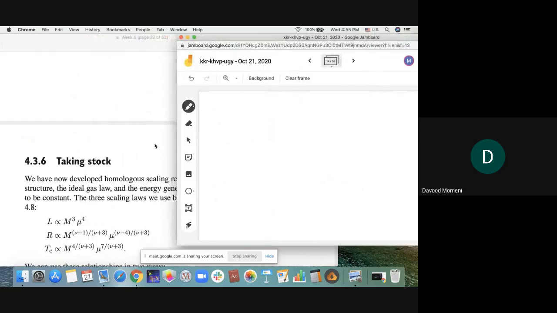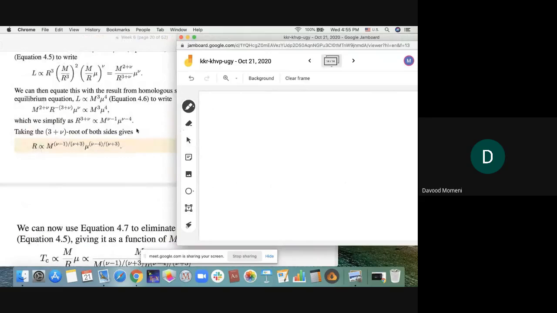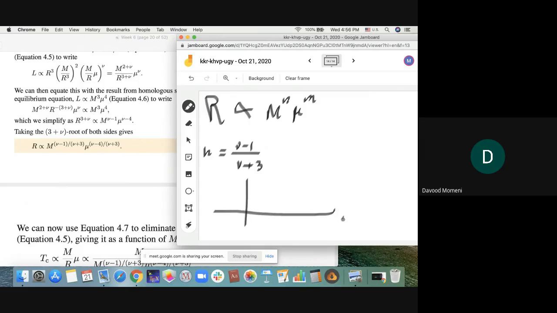One consideration before I continue, I want to discuss something about these powers. What do those powers mean? For example, R was scaled like m power n and mu power m. N is (nu minus 1) over (nu plus 3). If you check these functions as a function of nu, when nu is 0, it gives you a negative number, minus 1 over 3.